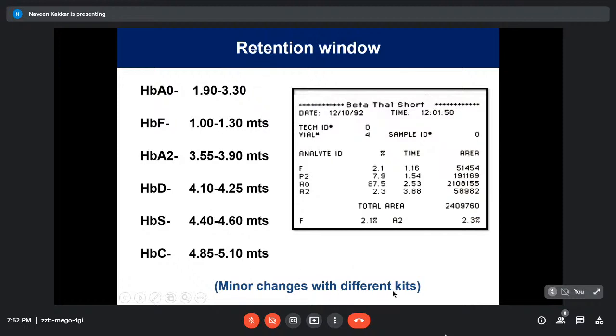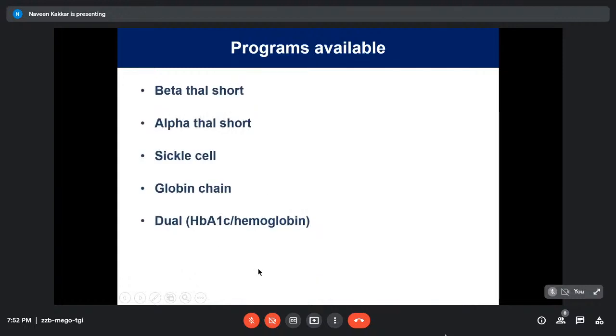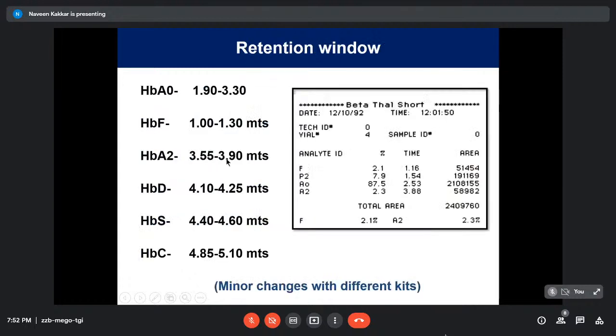There are minor changes in these with different kits. So please do not quote me on this as hard and fast, because if you get another kit, your retention time may be 3.65 to 9.5 and so on. It changes lot-wise or kit-wise, and that's important. But your sequence will more or less be the same. Another thing to look at is the total area. When the instrument gives the percentages of all the peaks, it totals the area, and that is shown here. This needs to be between 1 million and 3 million. If it is beyond 3 million or less than 1 million, your hemoglobin estimation could be wrong, and you need to dilute or concentrate your sample.